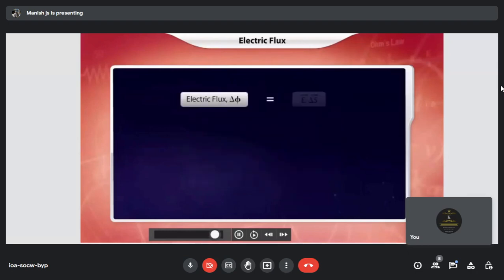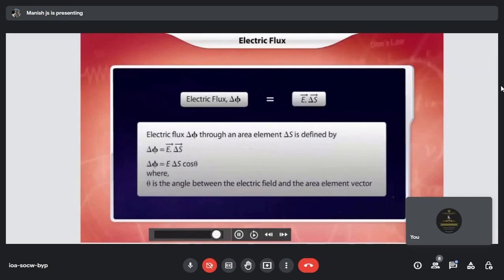We can now define the electric flux phi as the dot product of the electric field and the area element vector delta S. So electric flux is a quantity defined as the dot product of the electric field intensity and the area element, the area vector which was normally outward, as we just saw.